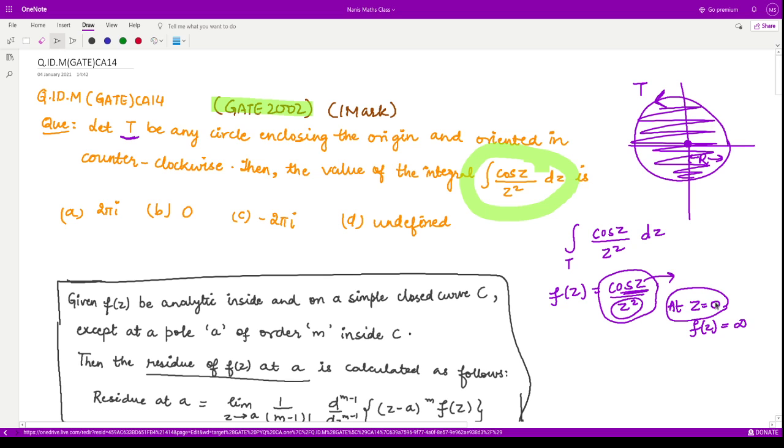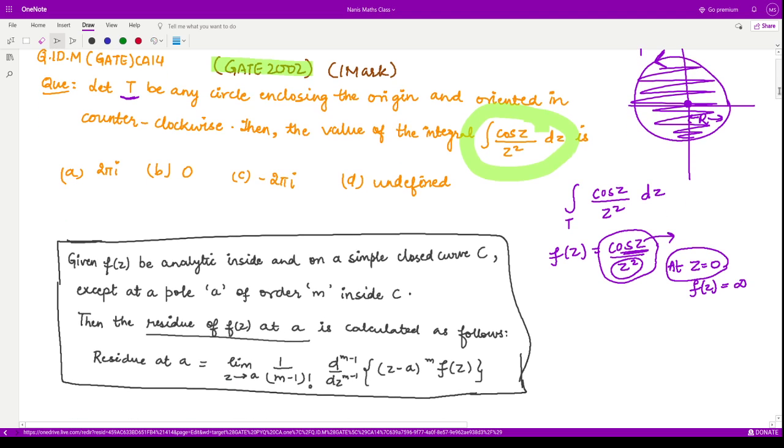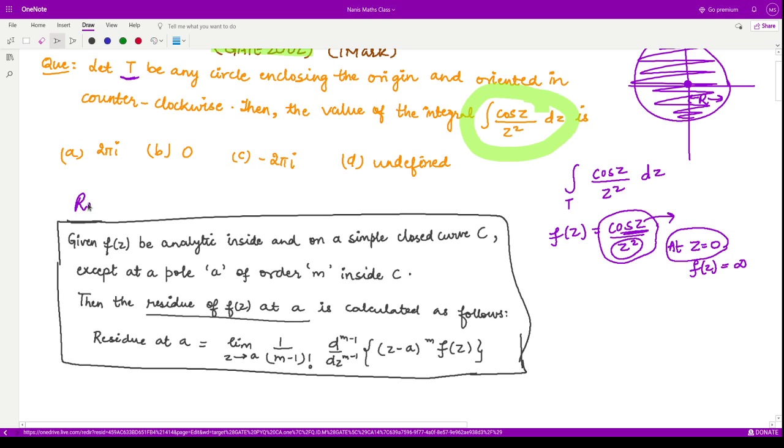So in order to tackle this problem, we use the residue theorem. The theorem says that if we have a function which is analytic inside and on a simple closed curve C except at a pole A, so now we have at z equal to 0 a pole, and the order of that pole is 2, because z appears twice, z into z. So we have a pole A of order m inside C. For that case, we can calculate the residues using this formula.